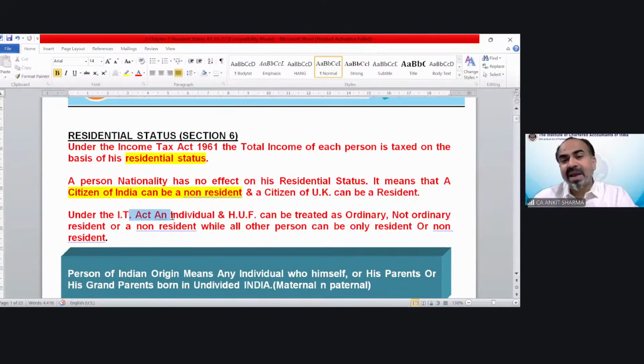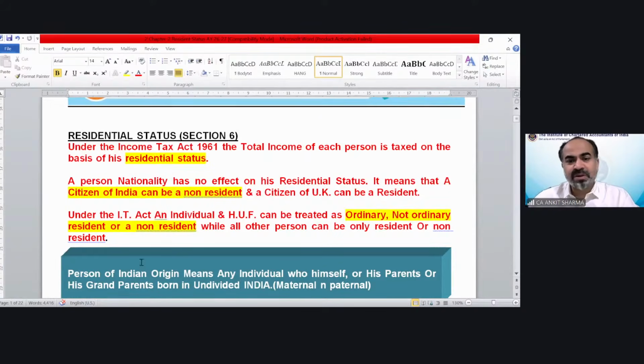Under the Income Tax Act, an individual and HUF can be ordinary resident, not ordinary resident, or a non-resident. So technically, individual and HUF have sub-classification also. But other persons could be either resident or non-resident. So we will go through all the concepts one by one. This is just the starting, just giving you an introduction of this chapter.